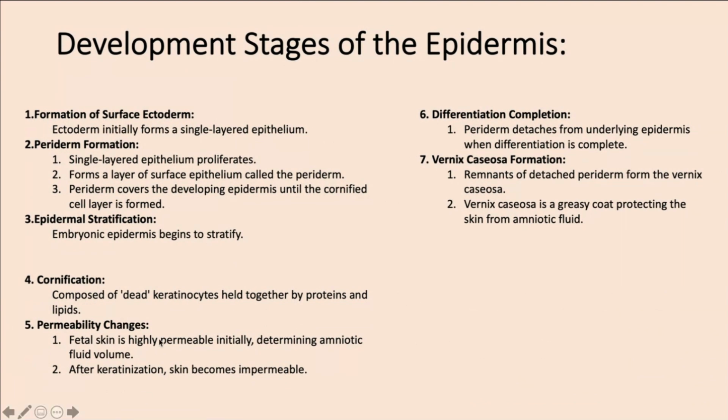So the permeability changes. During development, the skin is of course going to change. Fetal skin is highly permeable at first, and this is so that the extra embryonic membrane, the amnion, can determine how much amniotic fluid it needs to produce. The amniotic fluid is then going to surround the fetus, right? That amniotic fluid, what was the purpose of it that we mentioned yesterday? What does the amniotic fluid do?